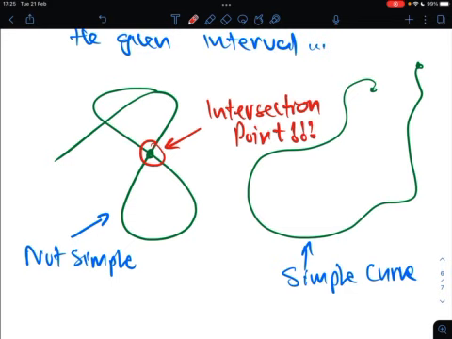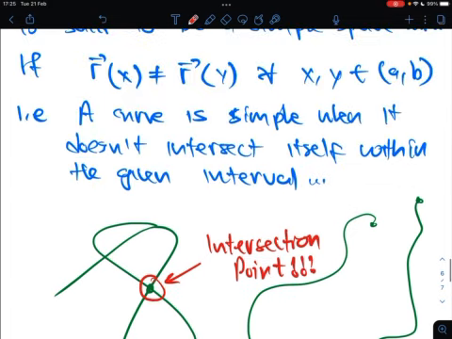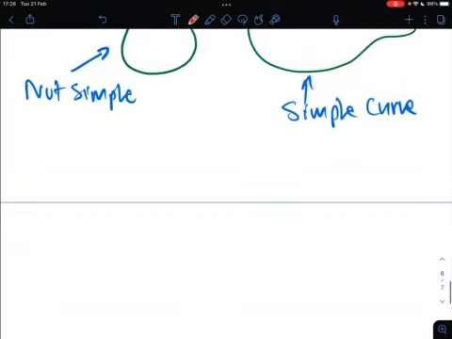A curve is only simple when there is no intersection point at all. Within this interval AB, and pay attention here, the interval is defined as an open interval, meaning we don't want any intersection for any of the parameter values that lie within the bounds AB. So that's what we mean when we say a curve is simple.